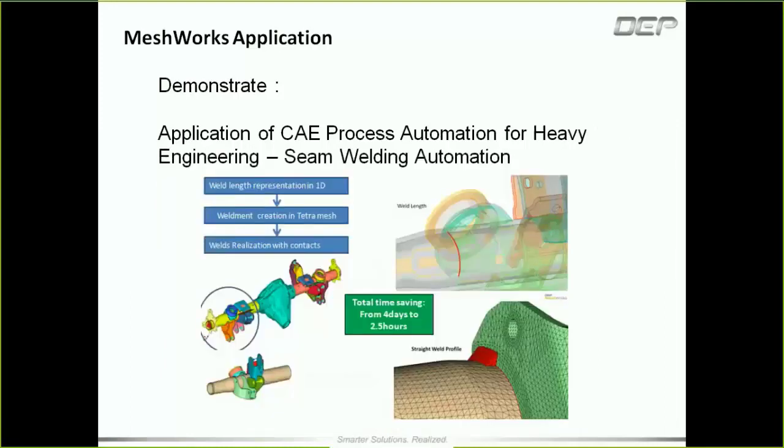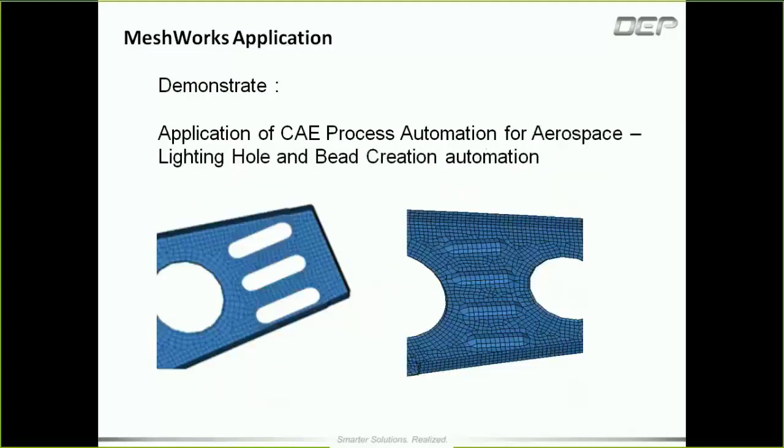This is for the heavy engineering users who typically handle very thick sheet metal parts or cast parts, where welding as a connection process is involved. And here the weld happens to be either a tetra weld or a hexahedral weld with heat affected zone. There is an automation built in MeshWorks, and that saves you dramatically a lot of time. And this is something that my team would like to bring to your attention today.